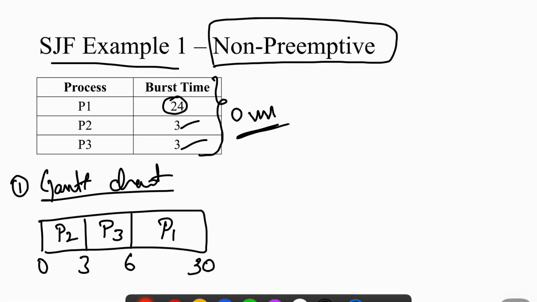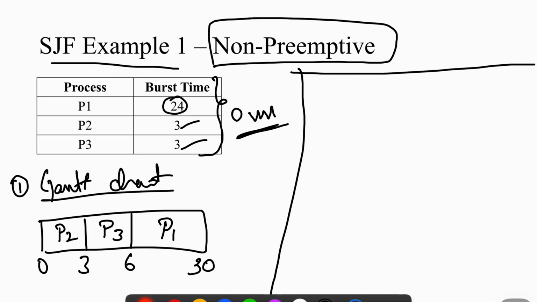With respect to the arrival times, 0 is the arrival time, so that is common. Now when the arrival time is 0, we look at the burst time, so it is 24, 3, 3 respectively. Then I'll choose which is the shortest one. Once I am done writing the Gantt chart, we know what the second step is. The second step is finding the average waiting time.